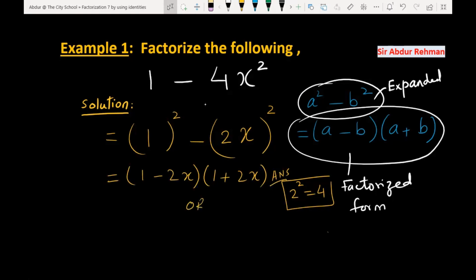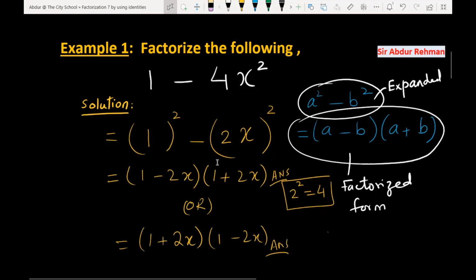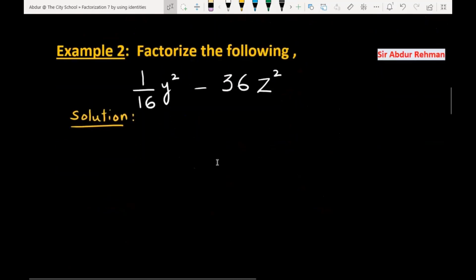Or we can present it as, suppose, the positive bracket first and then 1 plus 2x, 1 minus 2x. This can also be the answer. Move on to example number 2.